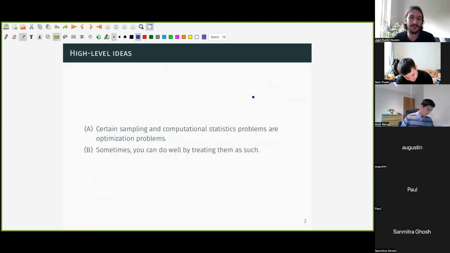Okay, so with the legal stuff out of the way, let's start properly, and maybe just with the high level ideas that motivated all of this work. And they're pretty simple. It's just that some problems in sampling and computational statistics are optimization problems, or you can rephrase them as optimization problems if you take a little bit of care. And sometimes, not always, but sometimes you can do well by treating them as such. And by this, I mean by trying to solve them using an optimization algorithm or something like it. In particular, once you make this connection, you gain access to the entire arsenal of tools, methods, and theory that has been developed for optimization. And sometimes that can be pretty helpful, and especially guide you into trying to do something reasonable.